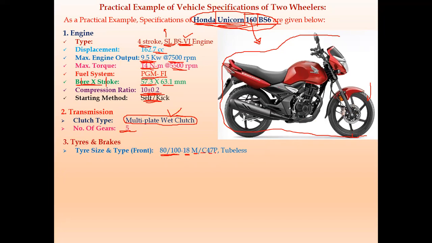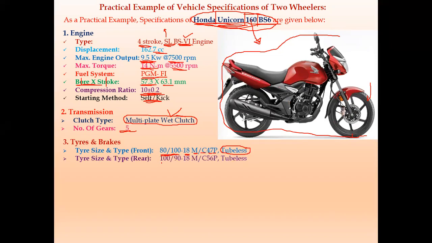P is again the speed. In the last example, we had V speed. So here the speed index is P. Now, what is the type of this tire? It is a tubeless tire. Now, similarly, we have tire size and type for the rear.